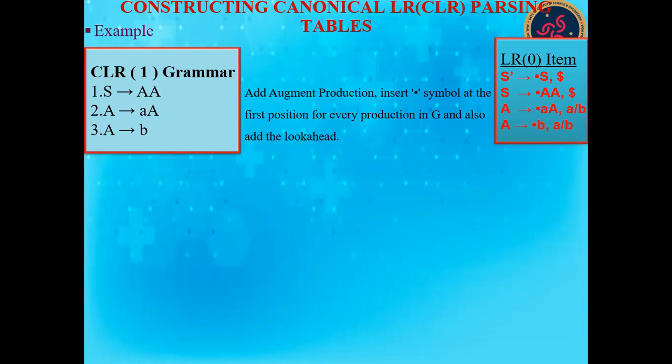Since this S is coming as the last symbol, I have taken the same look ahead symbol for this production also, so here it will come as a dollar. Okay, so here I'm adding this. Again, I need to look at what is coming after A. Here the dot symbol is followed by capital A, so again I need to add all the productions that start with A. So I have added these two productions.